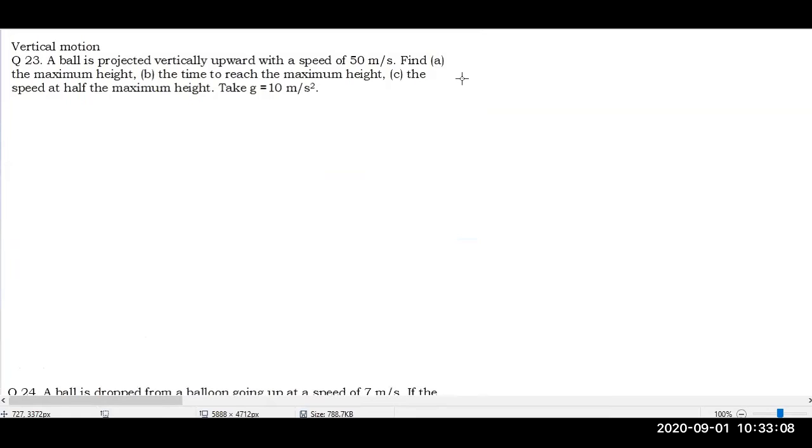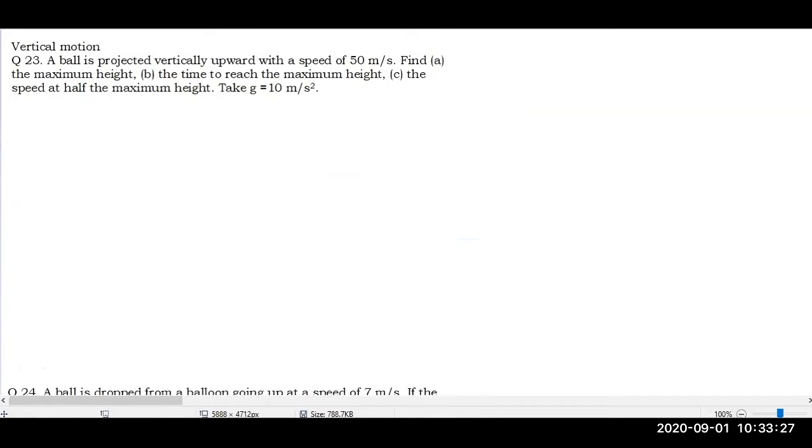Okay, now we are going to do this question. A ball is projected vertically upward with speed 50 meter per second. Find the maximum height, the time to reach the maximum height, and the speed at half the maximum height. Since we have just derived it, we can directly use the formula.